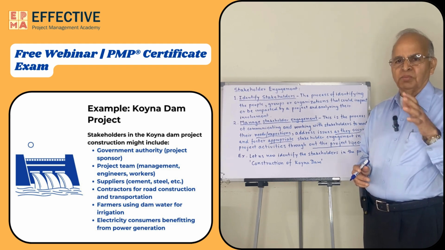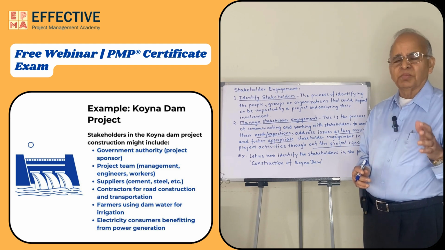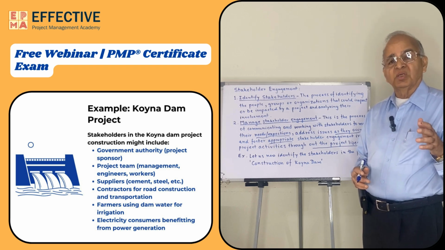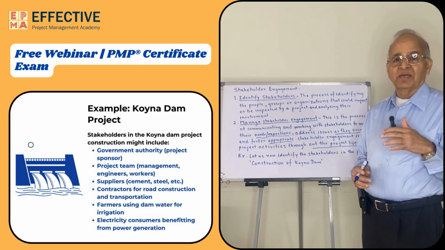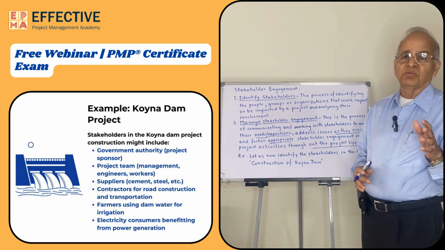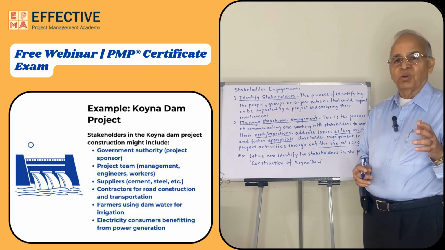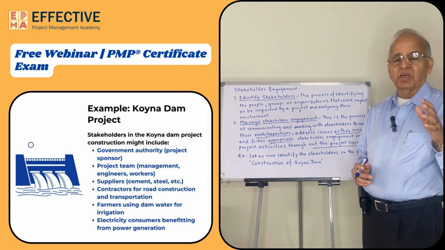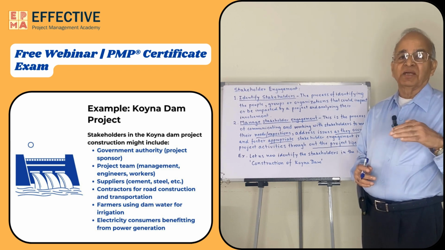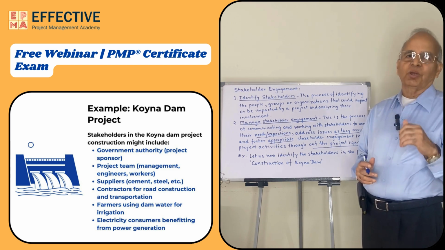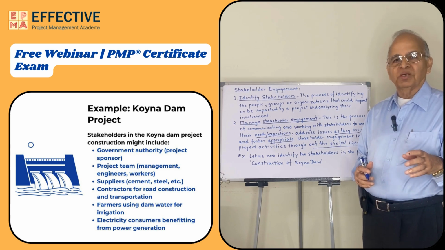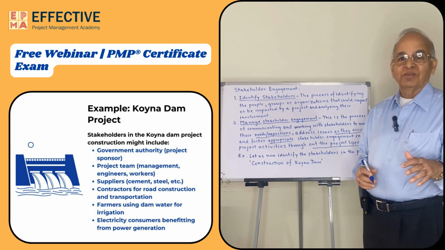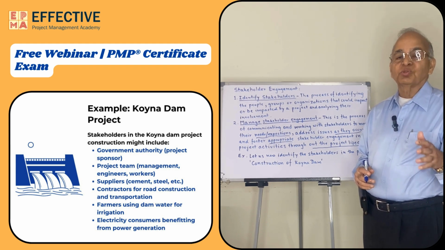So the project sponsor is surely one stakeholder. And the management, the engineers, the quality people, all of these will also be stakeholders. The workers who will construct the dam are also stakeholders. These are directly involved, as are the companies which will provide cement or steel or aggregate stone. All these suppliers are also stakeholders. These are called direct stakeholders. But there are secondary stakeholders also. Who are these? For example, you need to make a road going to the dam site. Those who make the road are also stakeholders. Not only that, those who will transport cement are also stakeholders.